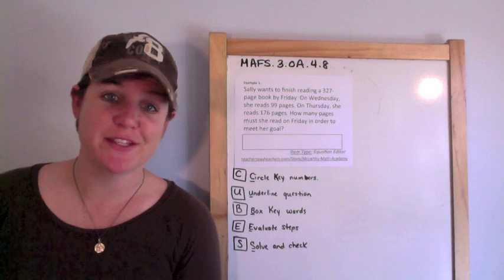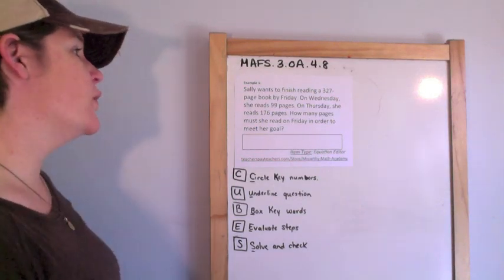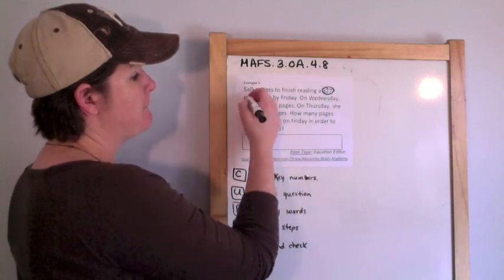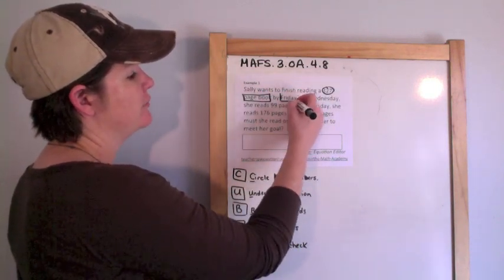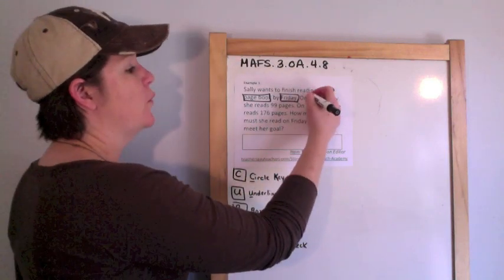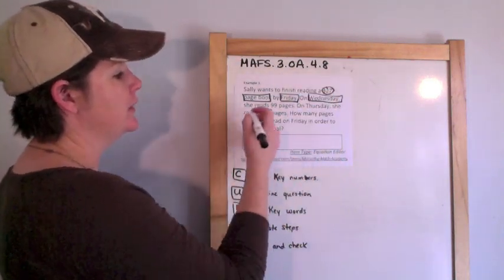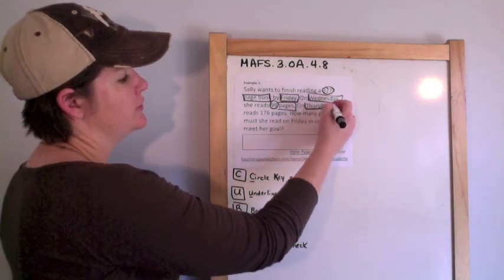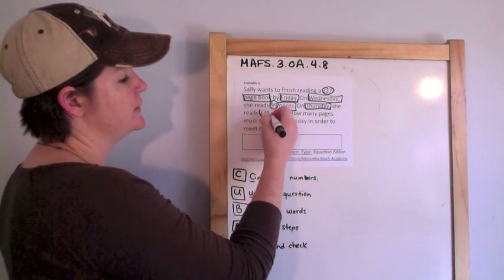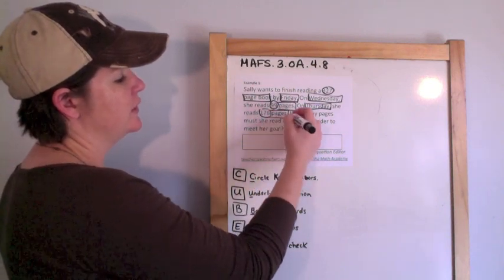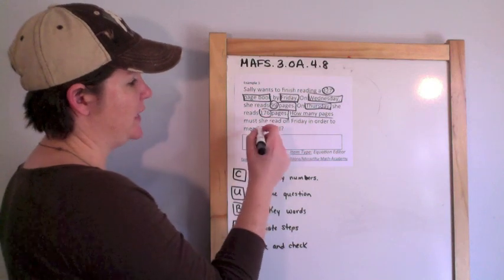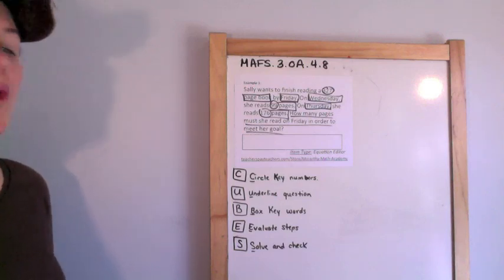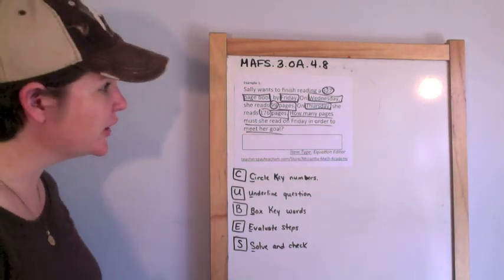Let's do this. Example one. Sally wants to finish reading a 327-page book by Friday. On Wednesday, so we're backing it up a little bit, she reads 99 pages. On Thursday, she reads 176 pages. How many pages must she read on Friday in order to meet her goal? This is an equation editor item.